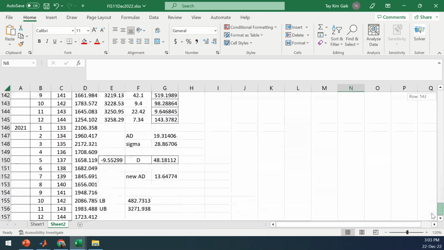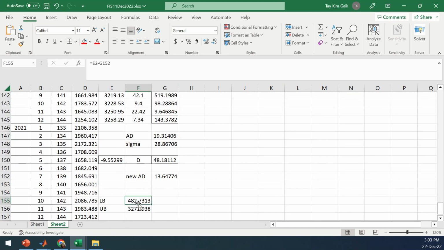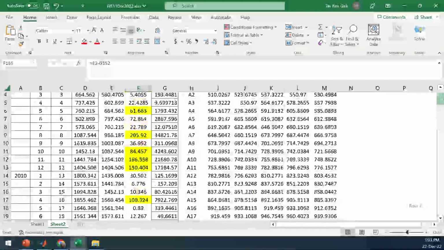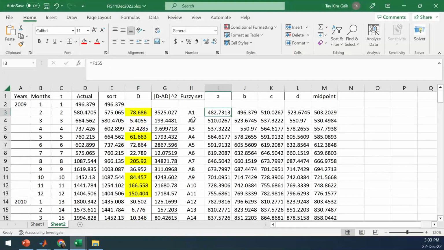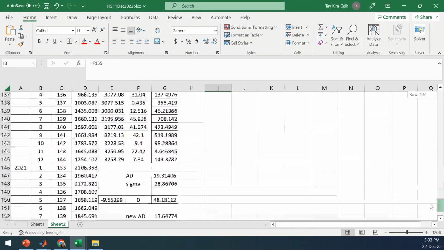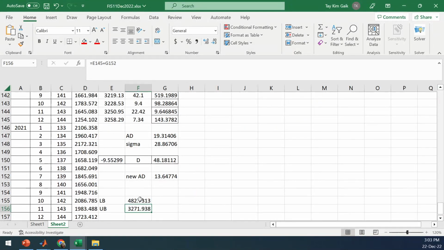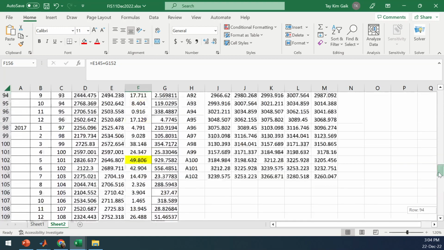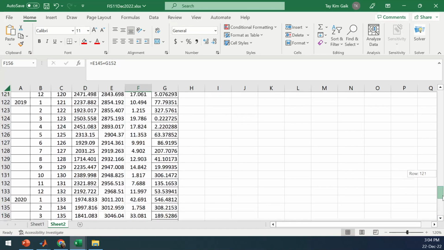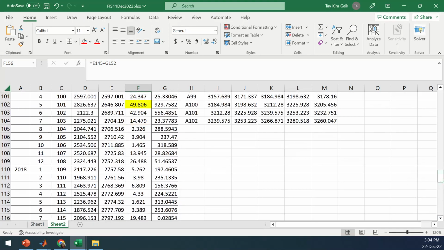Because our lower bound 482.73 will be equal to the first A of the first fuzzy set. And the upper bound, hopefully I find it correct. Because the new AD is quite small, so upper bound 3271, and the average distance is small, meaning the value between A, B, C, D are quite small. So I got 3271. Oh, here still not enough.